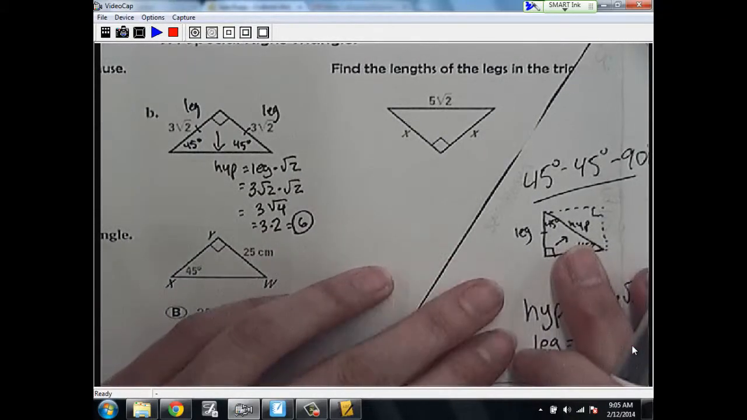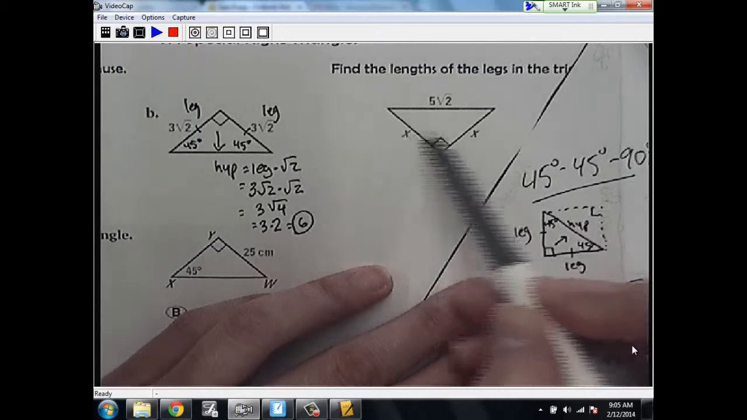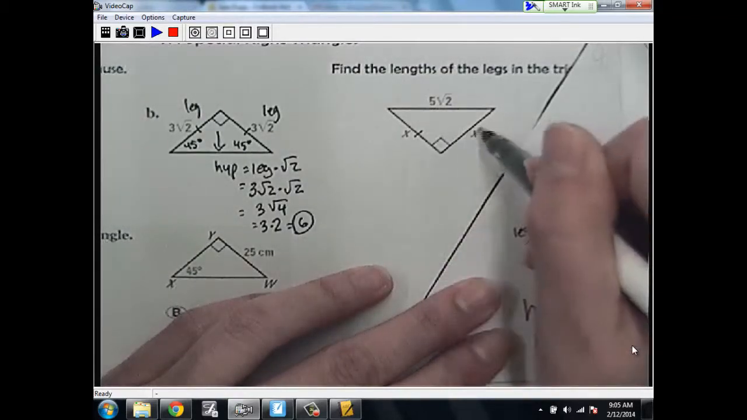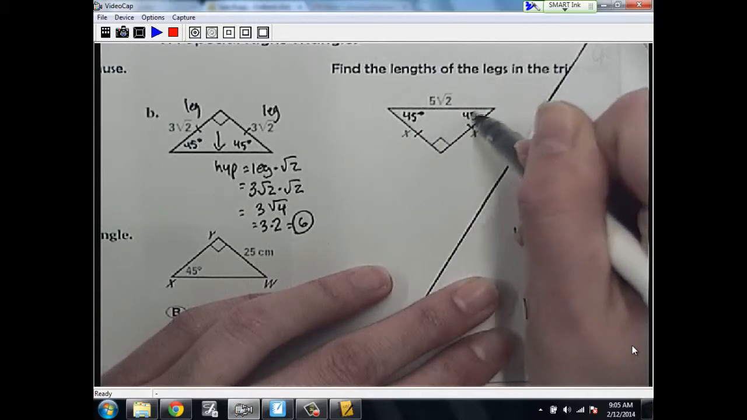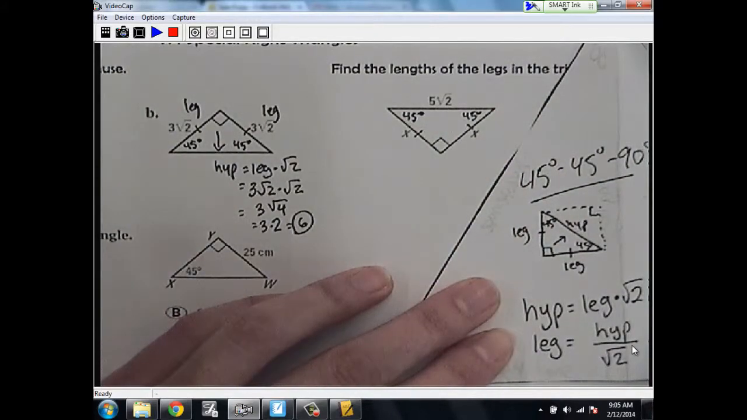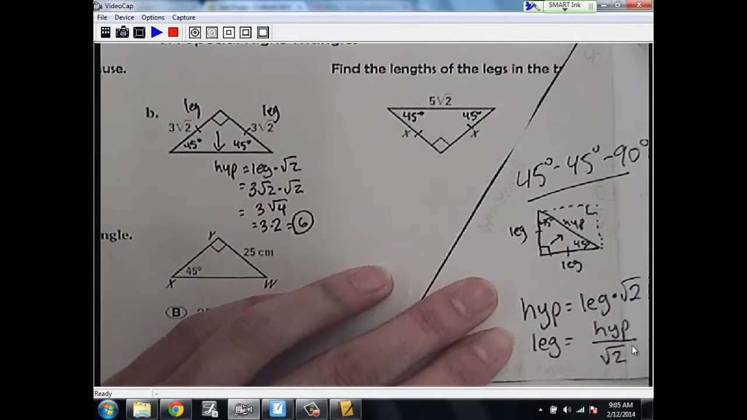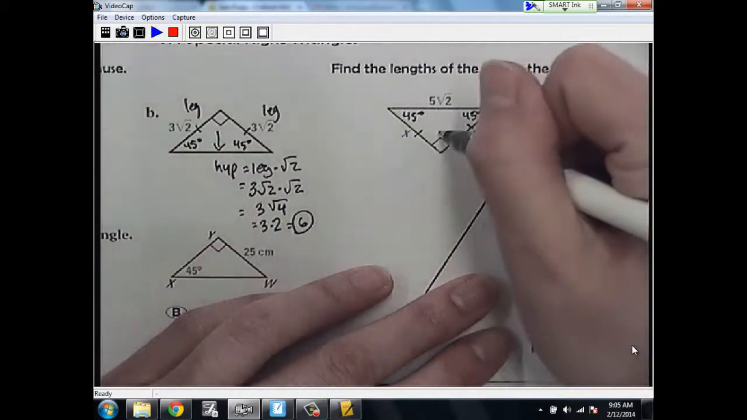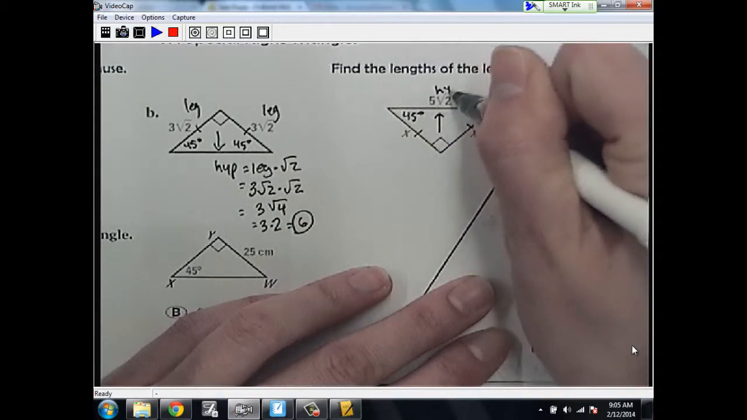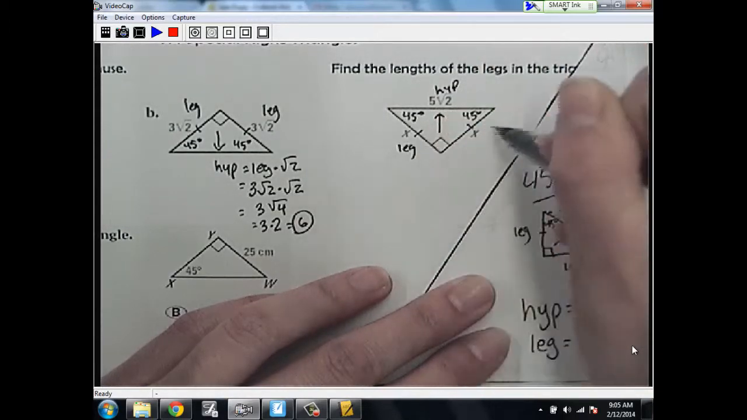How about here? I don't know either of these legs, but they're both marked the same, so they're going to be congruent to each other. So that must make this 45 degrees and that one 45 degrees. So it's 45, 45, 90. So I'm still on this same front side of my triangle. This is my hypotenuse, and then I have my legs.